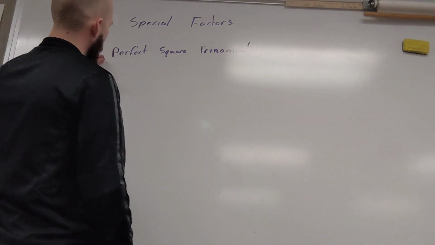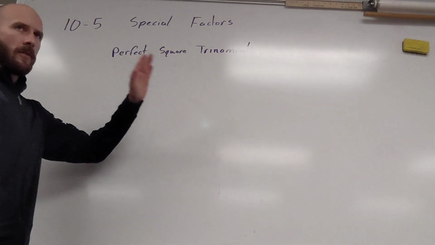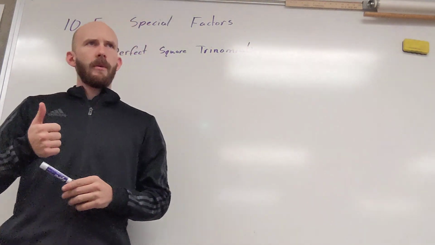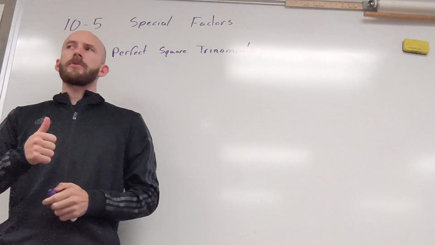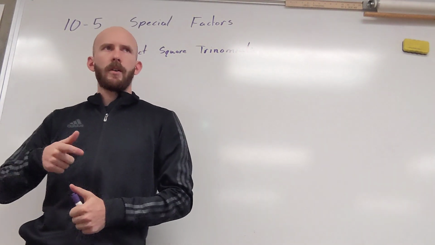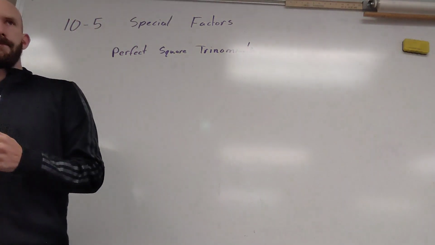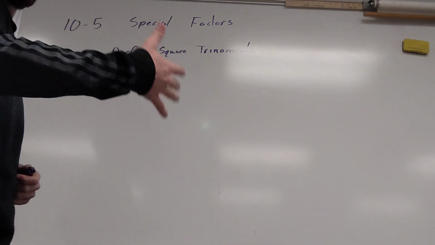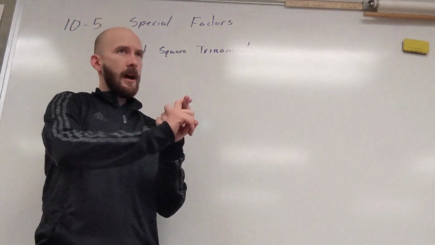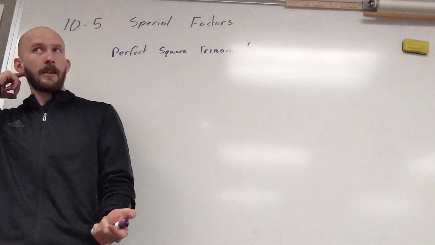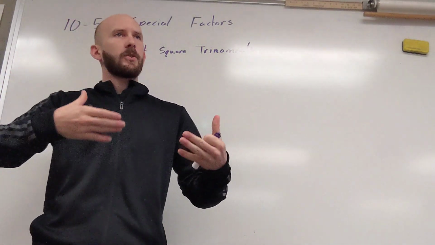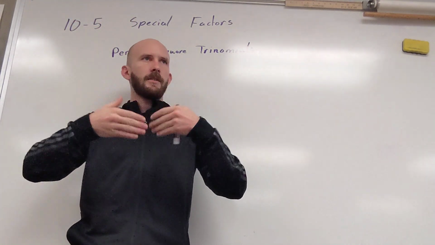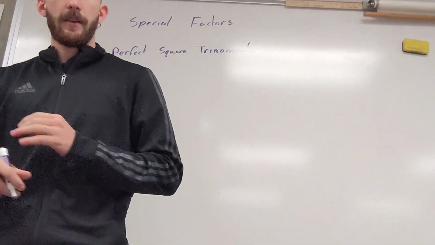So we've got special factors. Today we're going to be talking about perfect square trinomials. And if you guys remember, we talked about perfect squares earlier. Does anybody remember what a perfect square is? Isn't it that number times itself? It's the answer to something times itself. So like 9 is a perfect square, 16 is a perfect square. Well, a perfect square trinomial is going to be the answer to something times itself. And we'll take a look at that here in a second.